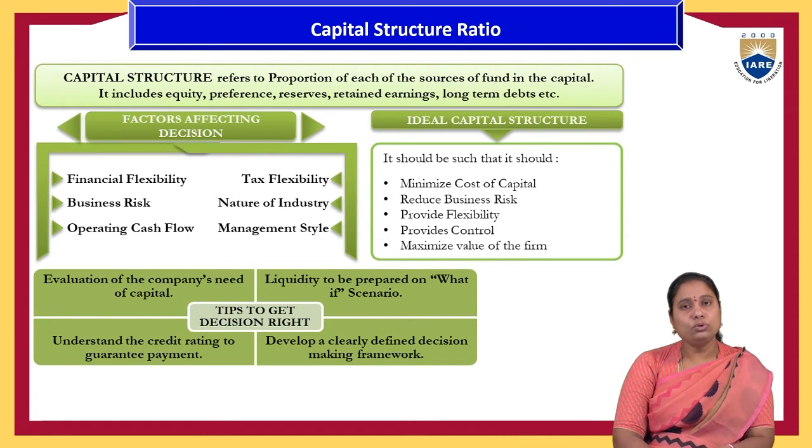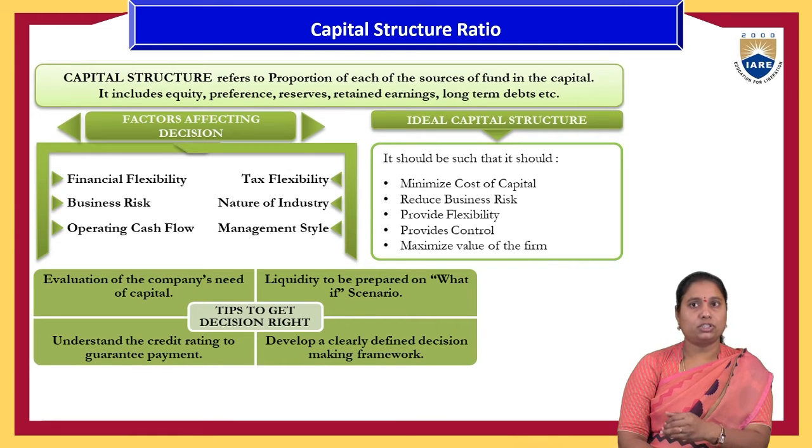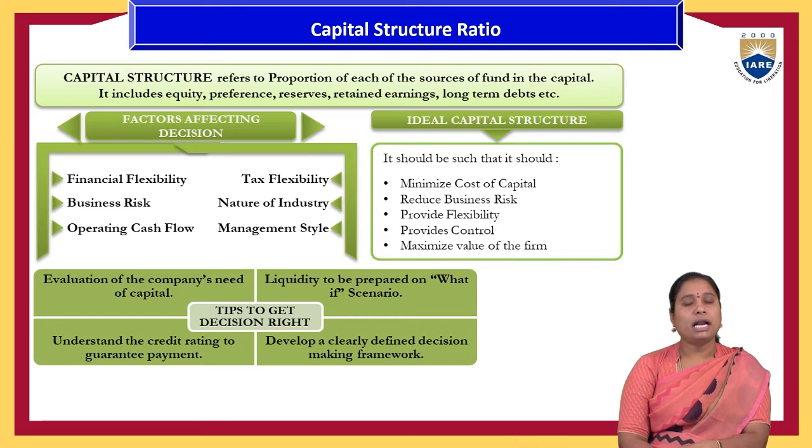This capital structure depends on certain elements like business risk, operational risk, nature of the industry, management style, tax flexibility and financial flexibility. An ideal capital structure minimizes the cost of capital, reduces business risk, provides flexibility and more control over the capital structure, and maximizes the value of the firm.